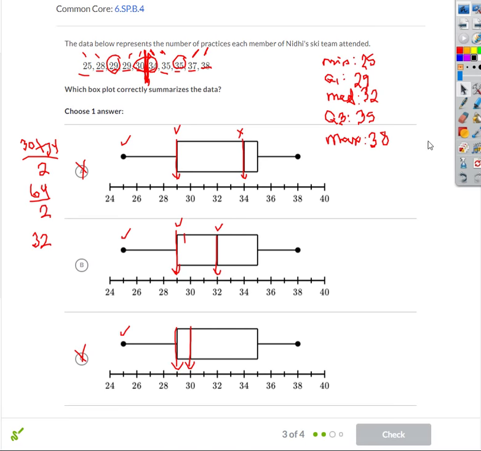Let's confirm that everything else is right, though. So Q3 should have been 35, which it is. And the max should be 38, which it is. So good. This confirms that B is our correct answer.